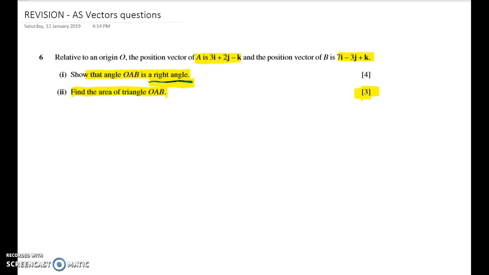If we want to show that something is a right angle, think about what you first would have done before you knew anything about vectors. So hopefully the thing that comes to mind is Pythagoras, and that's one way that we can approach this problem. And the second way is to know that if we've got two vectors that are at right angles, then their dot product will equal 0. So I'm going to do this question in both of those different ways because they're both good ways.